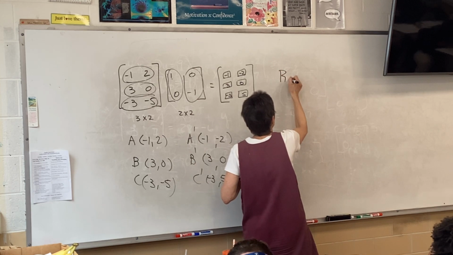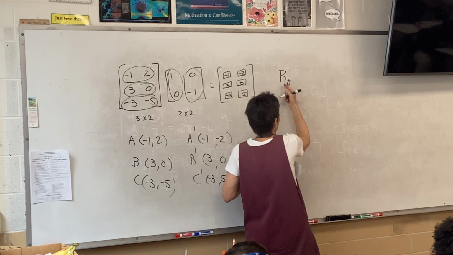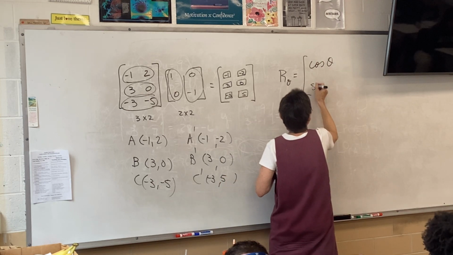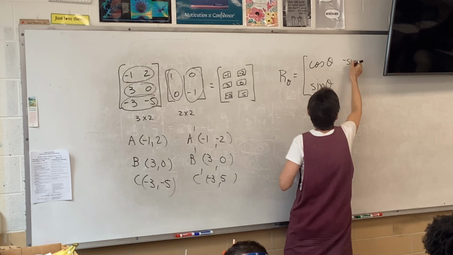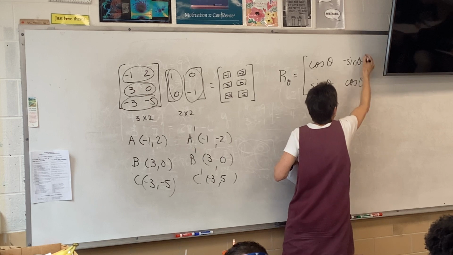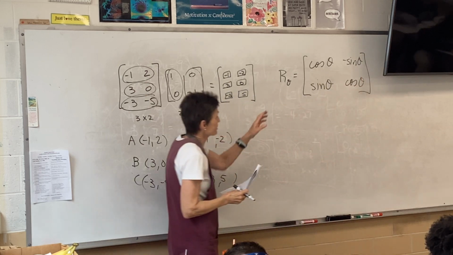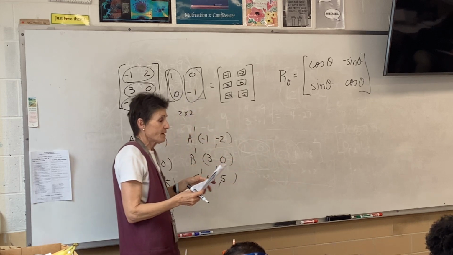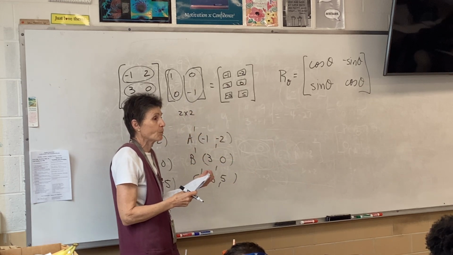What do I call it? I'll call it R sub theta for rotation. It's going to be cosine, sine, negative sine, cosine. I'm sorry, those of you over there probably moving. It's on the paper there, so you got it. That's going to be our general rotation. That's how we're going to rotate something.